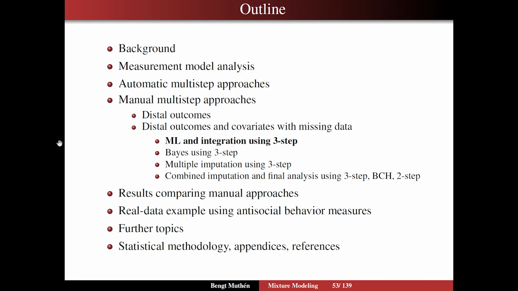So where are we in the outline? Well, we're in the manual multi-step approach. We are dealing with distal outcomes and covariates with missing data, and now we're going to take a look at a first approach here, ML and integration using 3-step.